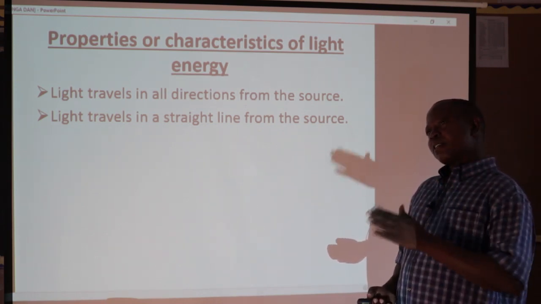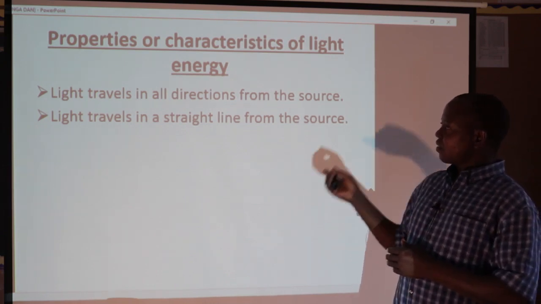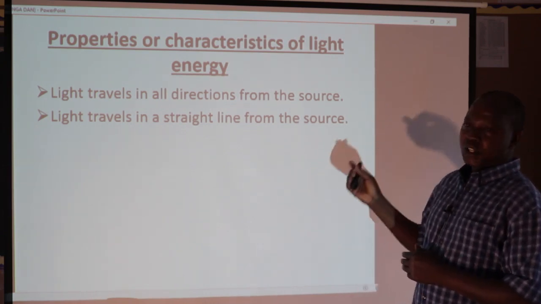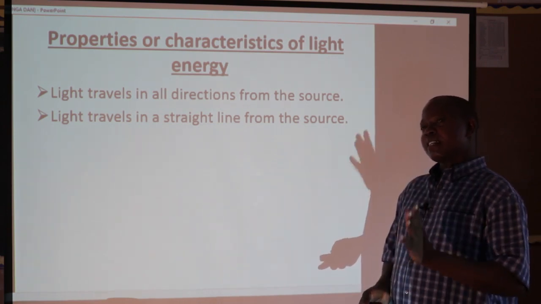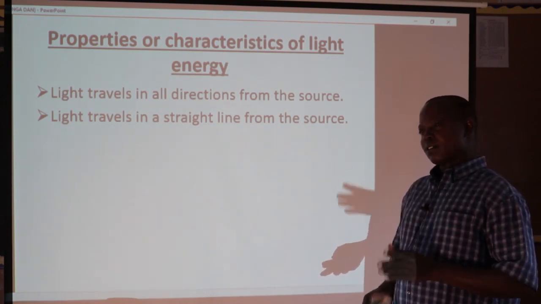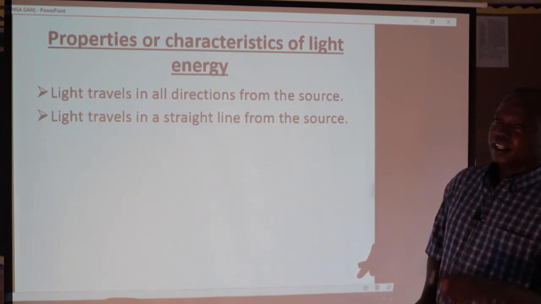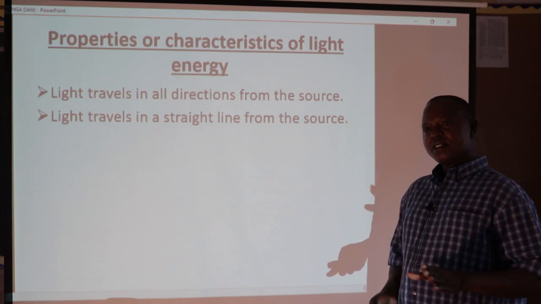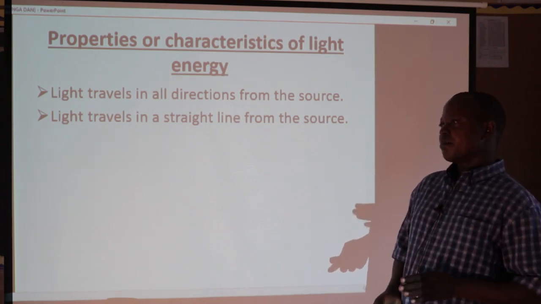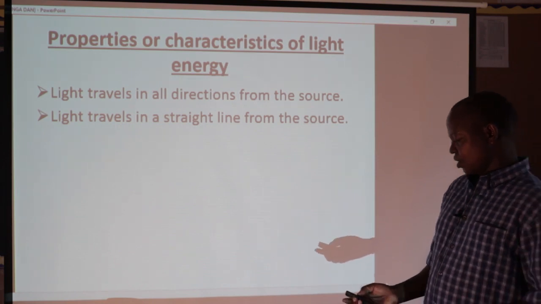The only comparison you can have with light and sound energy: light moves on a straight line from the source, sound now travels in all directions from the source. That's why we are able to hear even in corners. Reason being, sound travels in all directions, but you cannot see in a corner because light travels in a straight line.